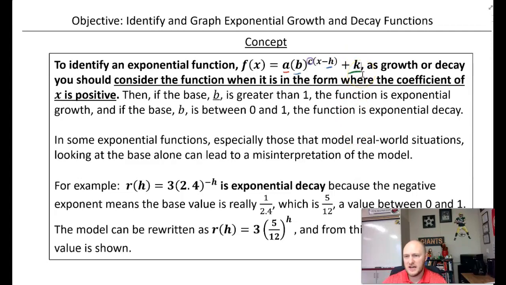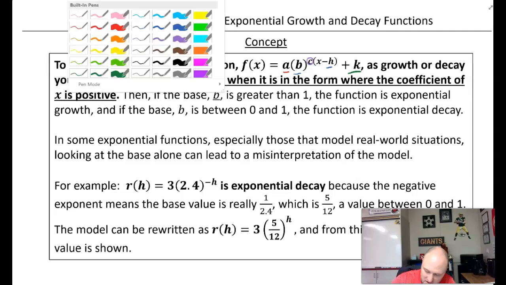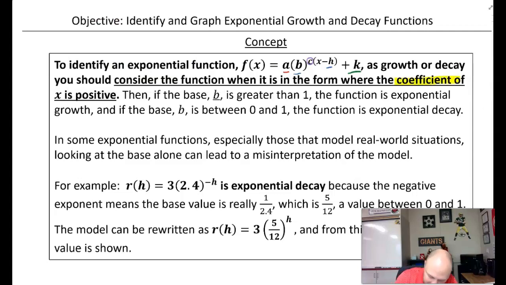So what we're going to do today in order to identify growth or decay is consider the function when it is in the form where the coefficient of x is positive. It's very important that our coefficient of x is positive, so we're seeing the true base. If b, the base, is greater than 1, then that is exponential growth. And think about this. Base 2. 2 times 2, that's 4. Times 2, that's 8. Times 2, that's 16. Those values are going to take off and grow.